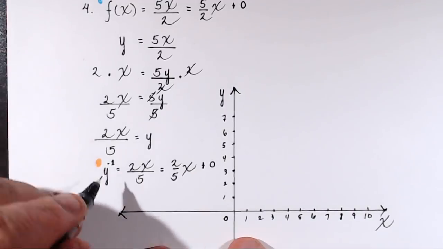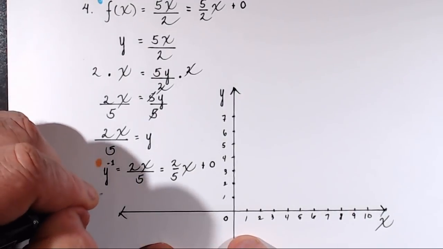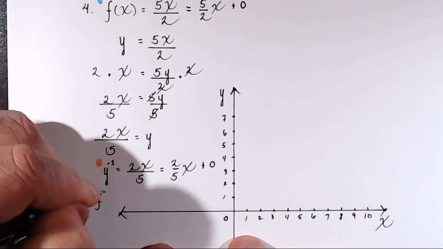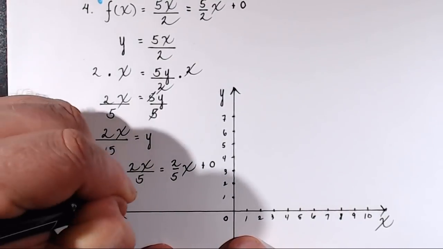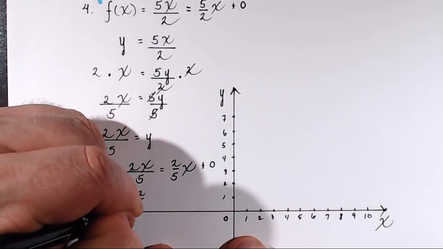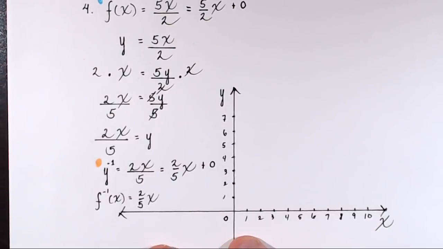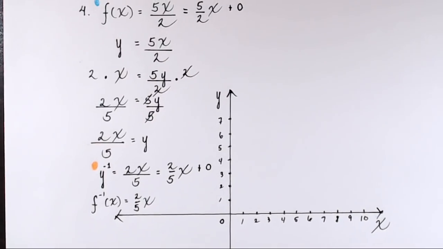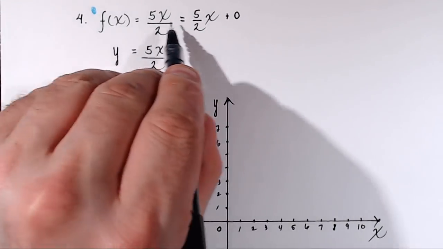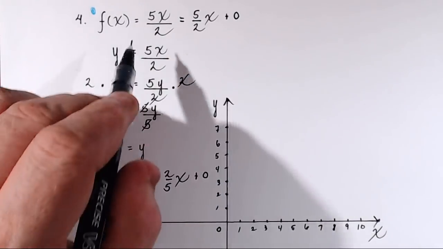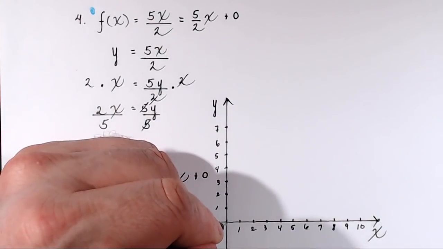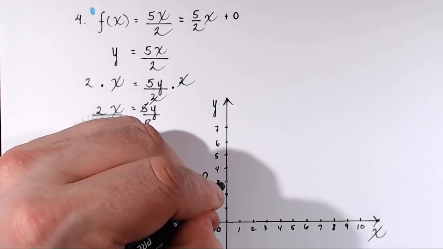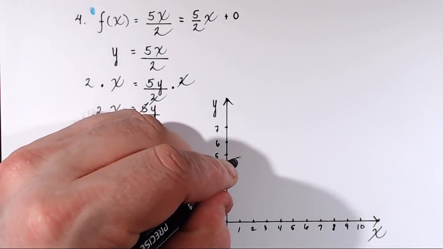Now, before I do that, I should probably turn this y back into f inverse x equals 2/5 x. Okay, that's the inverse form. Okay, so now that I've got my two functions, I'll graph the original function, which has a y-intercept at 0, and then it has a rise of 5 and a run of 2. So I go up 5 over 2. Up 1, 2, 3, 4, 5 over 2.